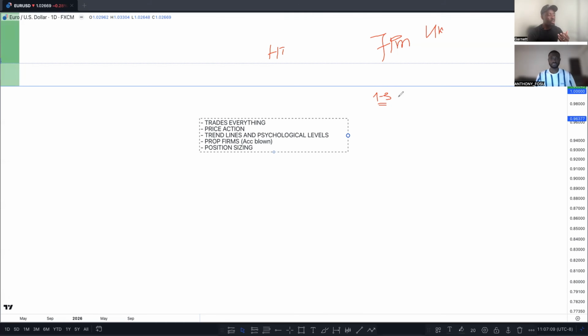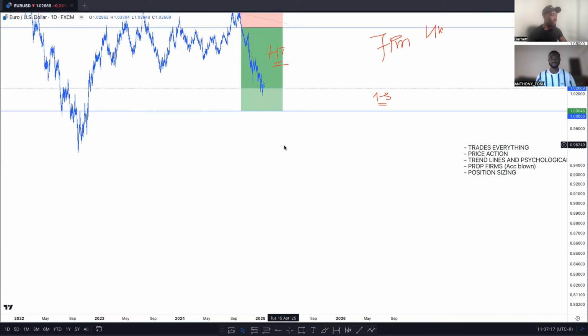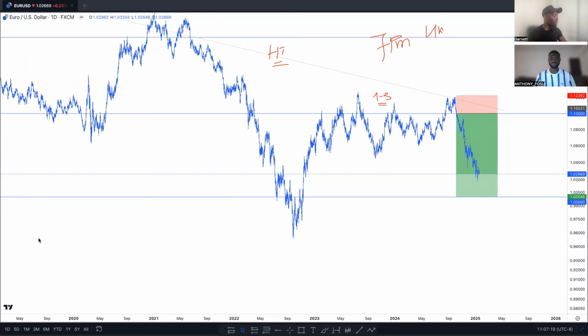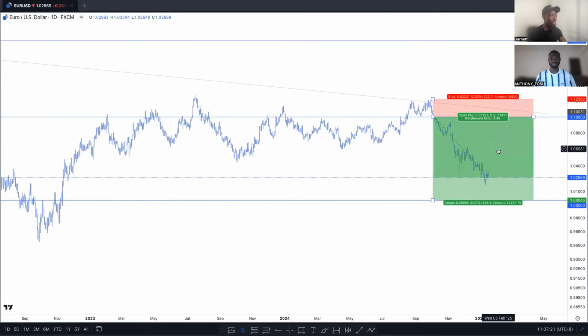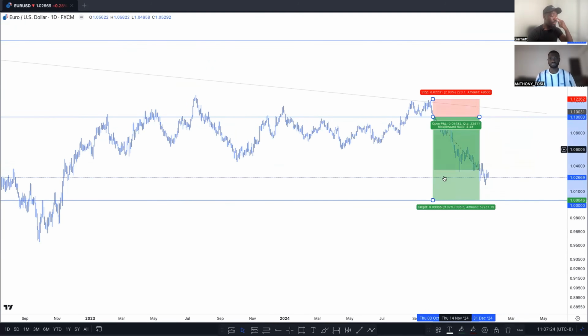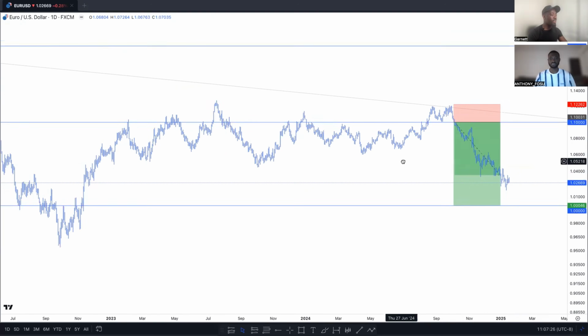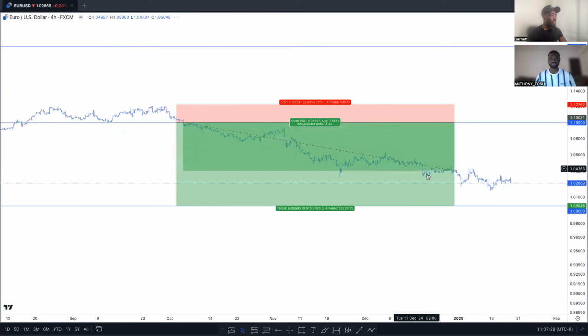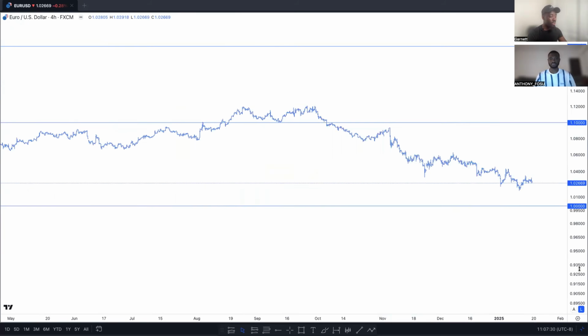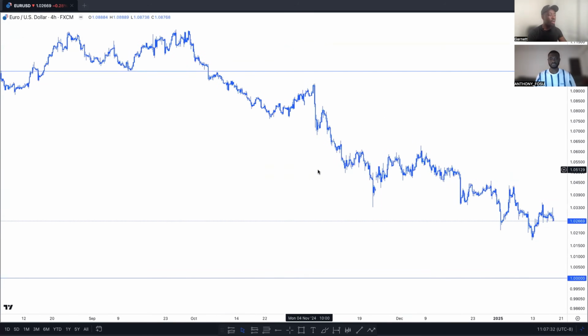So 1 to 3 pairs, higher time frames, 1 to 3 pairs. You're still doing price action. I've shown you my system thing. So look at this move right here. Let's say you were looking at this move right here. You could step down to lower time frames. This is not difficult, right? Look at this. Step down to like the 4 hour. I'll take this out.